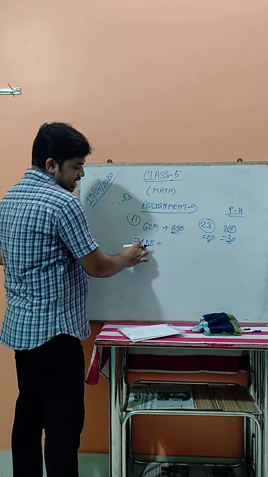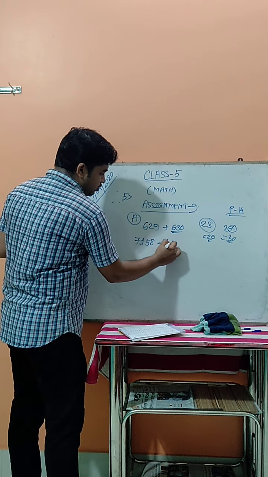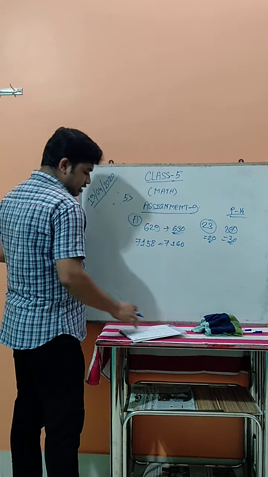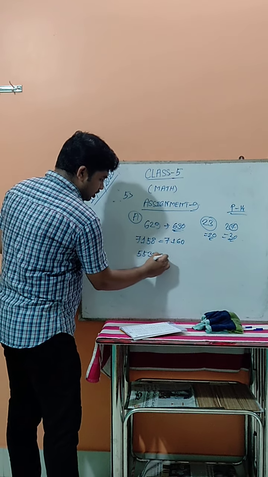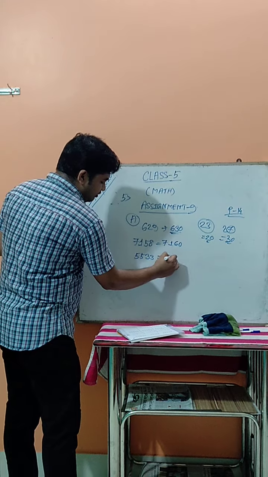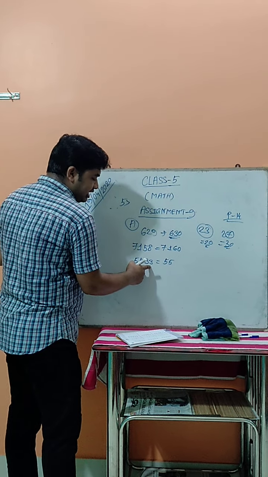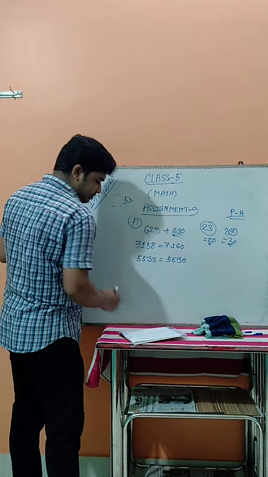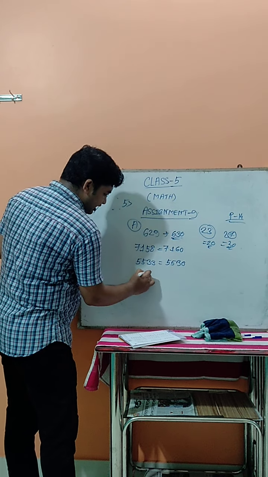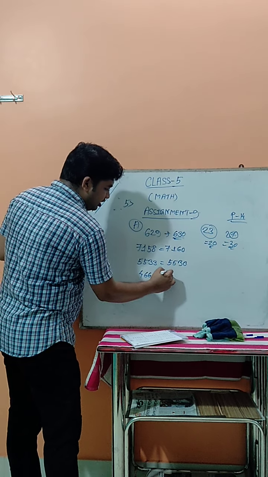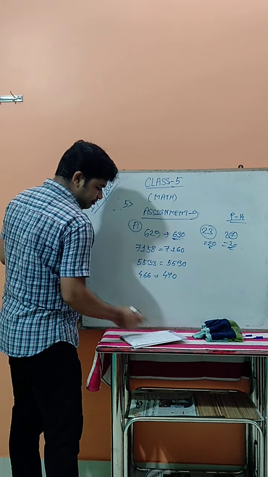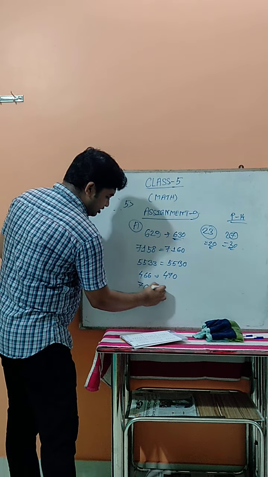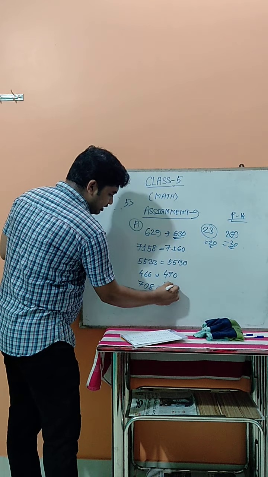Now here is a 58, so that means 7,160. Now see the next one, 5,533. So 3 is less than 5, so it's 5,530. Now see 466. It is converted: 6 is more than 5, so 470. Now 708, 8 is more than 5, so 710.